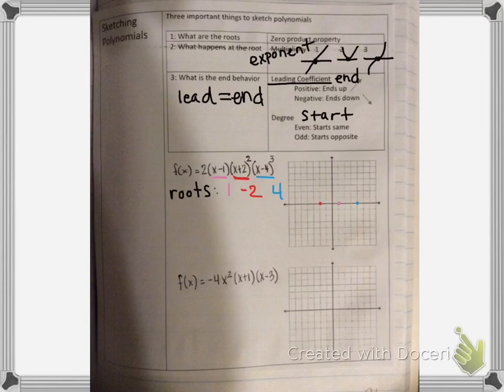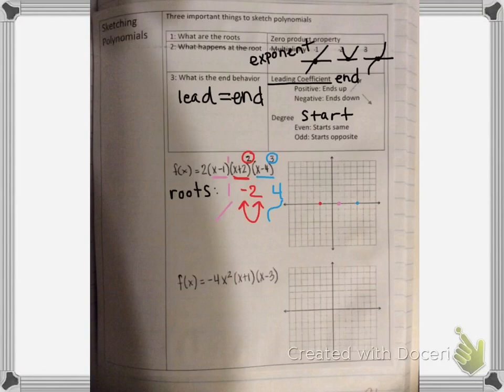So now what happens at the roots? So this one in pink here, 1, has an exponent up here of 1. It's not written there, but we do have to have an exponent. So that is going to go straight through. At our red x-intercept at negative 2, that has a squared, so that is going to bounce. And at our blue root, we have a cubic, so that is going to make a little inflection point. Okay, so we know what happens at our roots now.